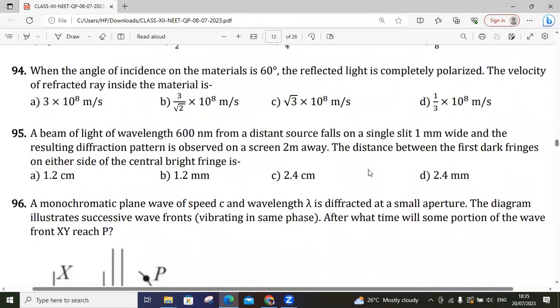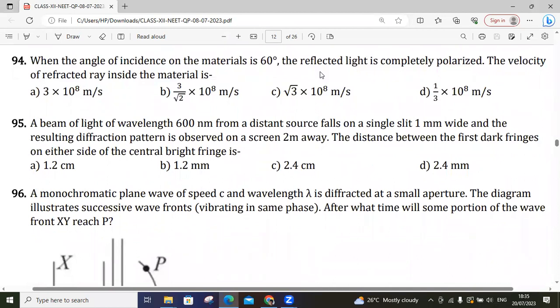So when the angle of incidence on the material is 60 degrees, the reflected light is completely polarized. Then this is Brewster's angle, the polarizing angle, this is correct. So this is iB, and tan iB is equal to mu, we know. Since iB is 60 degrees, tan 60 is root 3, so mu will be root 3.